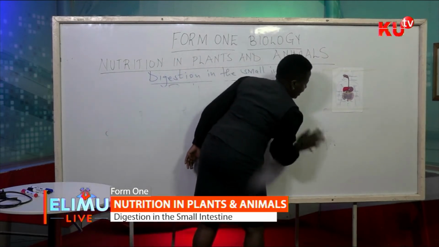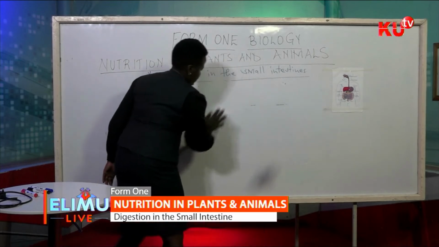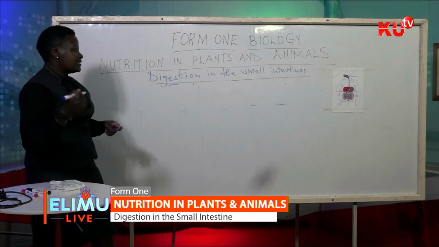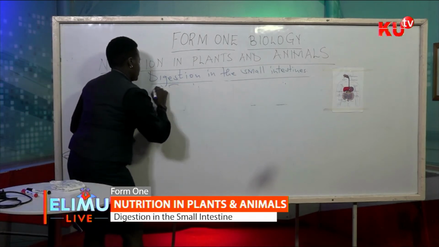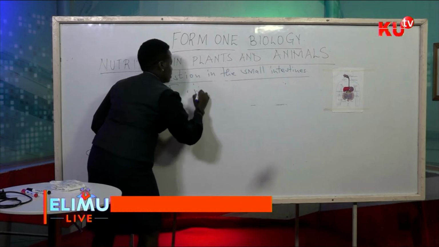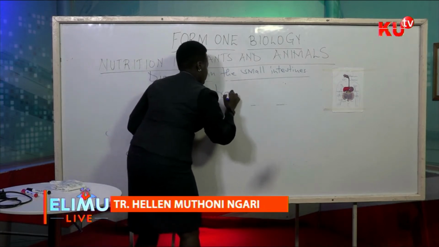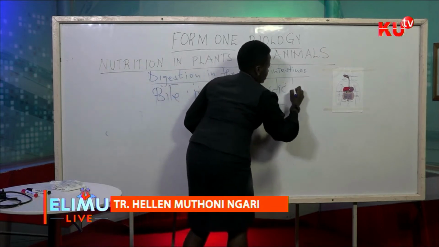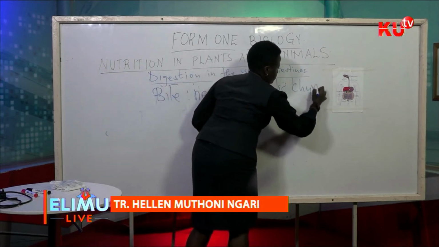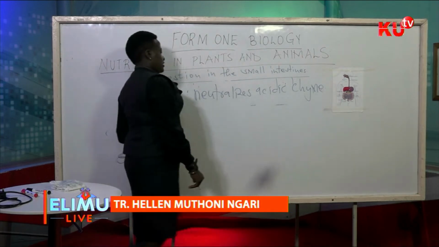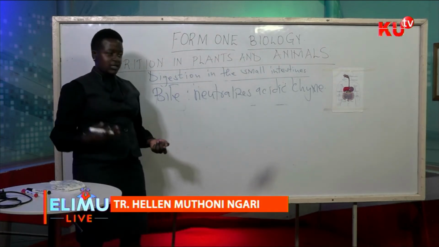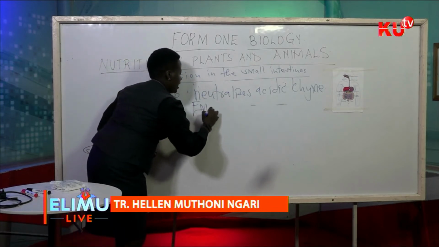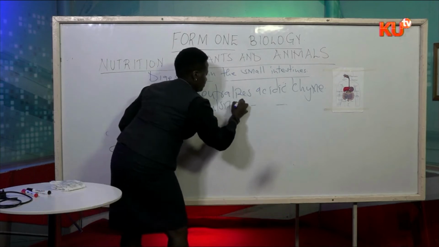So that's the other function of bile juice. Apart from emulsification, it neutralizes acidic chyme. The word neutralize means it reduces the effect of this particular acid called HCl. So if you are asked for two functions of bile juice: it neutralizes acidic chyme and it helps in emulsification.